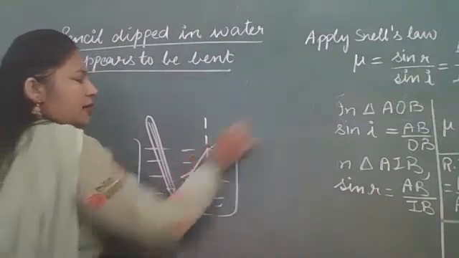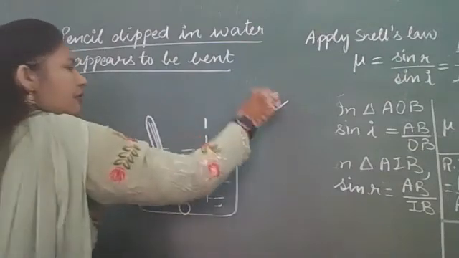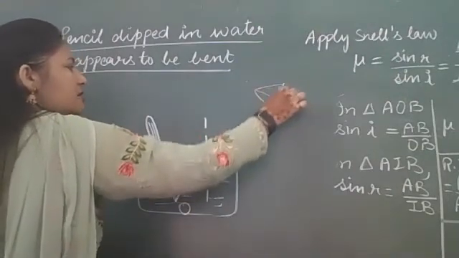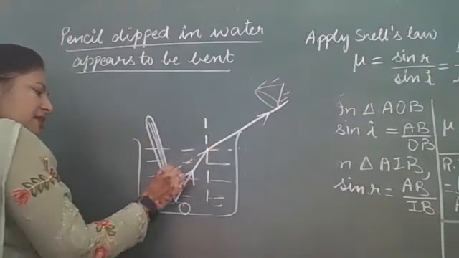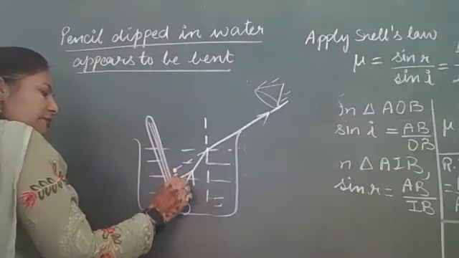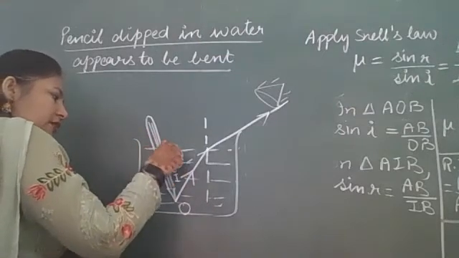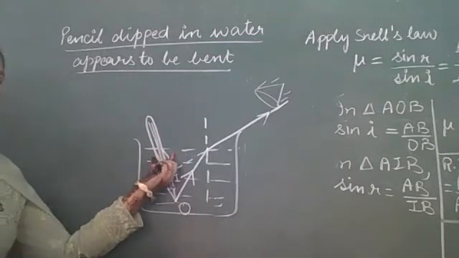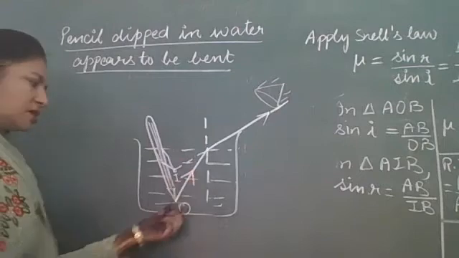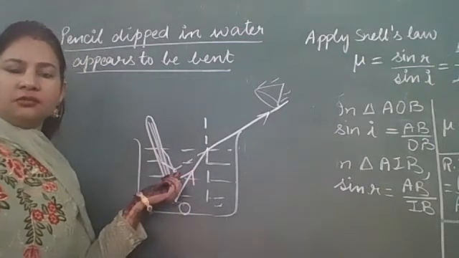Okay, it will bend away from the normal again in the same way. It will bend away from the normal, and we are standing outside. It will appear as if tip of the pencil is here. So this tip of the pencil appears to be here. Then how will you join it? Like this. So this pencil appears to be bent and short because this point has been raised because of refraction.